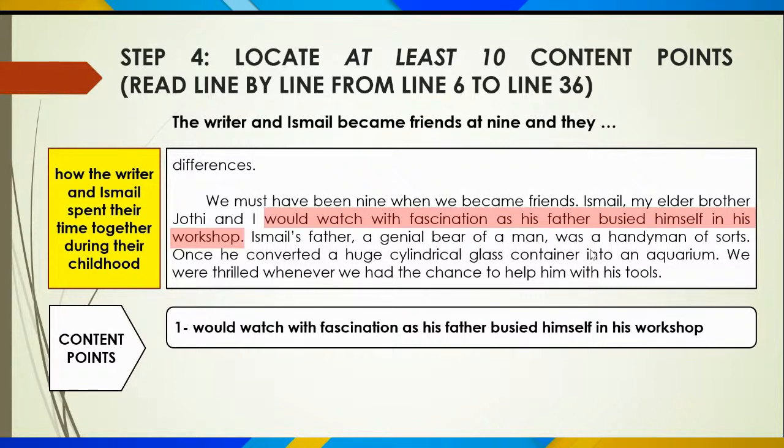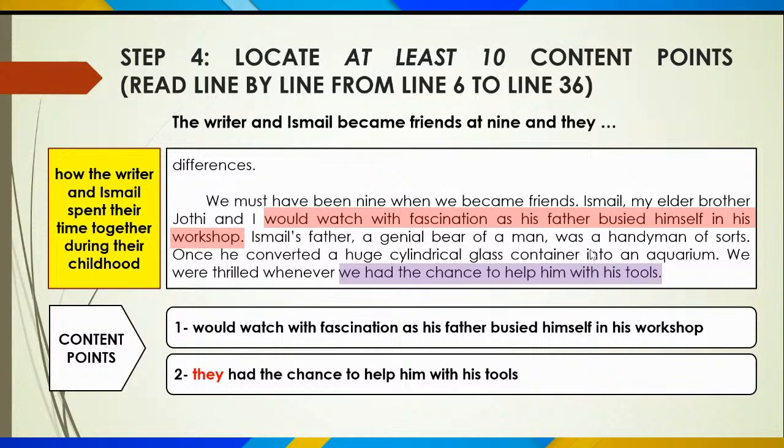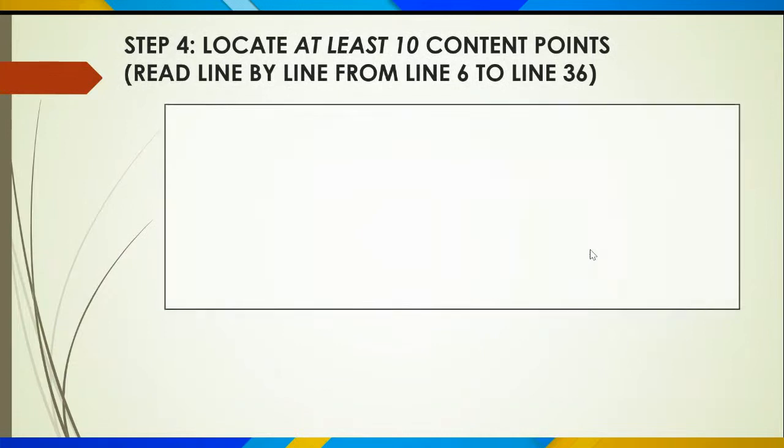We were thrilled whenever we had the chance to help him with his tools. We here refers to the writer and Ismail. Yes or no? They had the chance to help the father with the tools. So is that how they spend their time together? Yes. So this is the second content point. But bear in mind, boys and girls, you have to change the pronoun we to they. Because that is the first person pronoun. In the summary, you are asked to write in the third person. So they had the chance to help him with his tools. Clear? Okay, so you have 2 points here in this paragraph. Let's proceed. Okay, this is the next one.